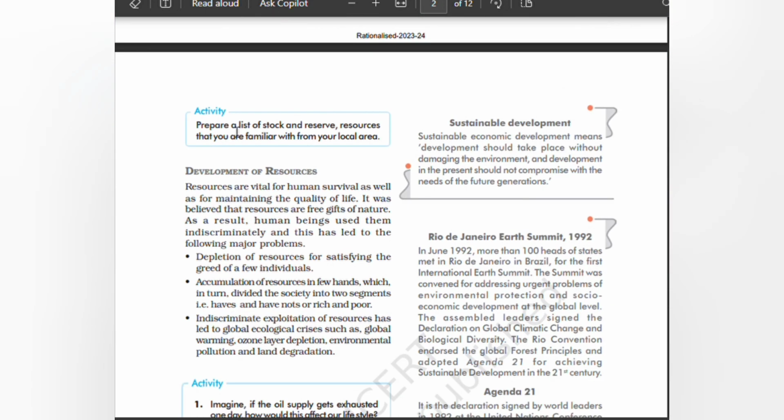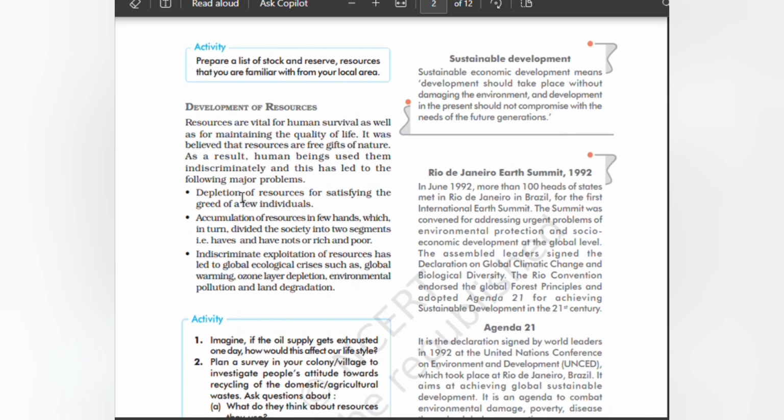Activity: prepare a list of stock and resources that you are familiar with from your local area. Development of resources. Resources are vital for human survival as well as for maintaining the quality of life. It was believed that resources are a free gift of nature. As a result, human beings use them indiscriminately and this has led to the following major problems.